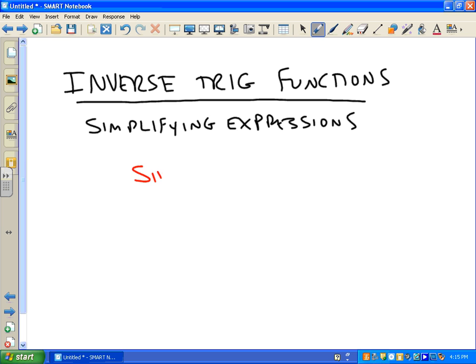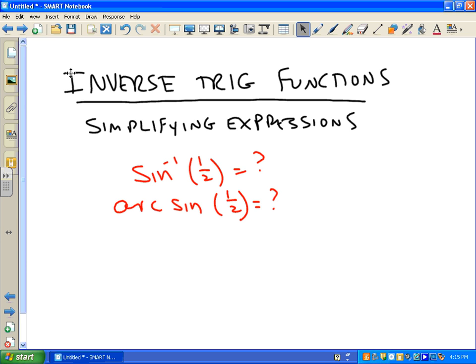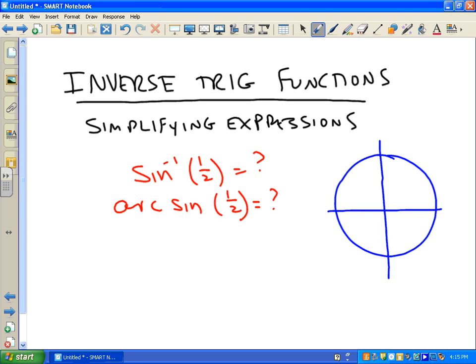For example, if you were asked the sine inverse of 1/2, what does that simplify to? Remember, we are asked to find the arc whose sine is 1/2. A quick glance at the unit circle will tell us that the sines are the y coordinates. So we're halfway up on the y-axis, and we're at this location, pi over 6. So the sine inverse of 1/2 is pi over 6.